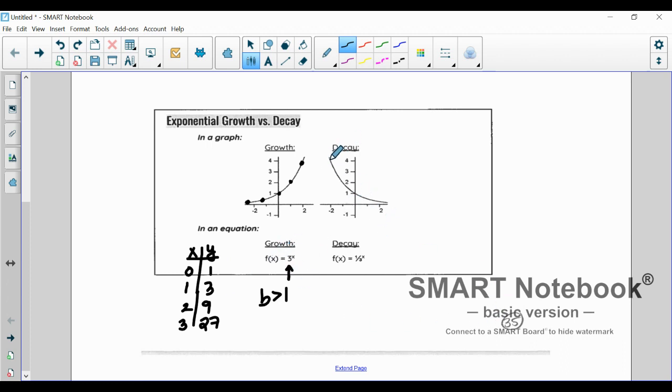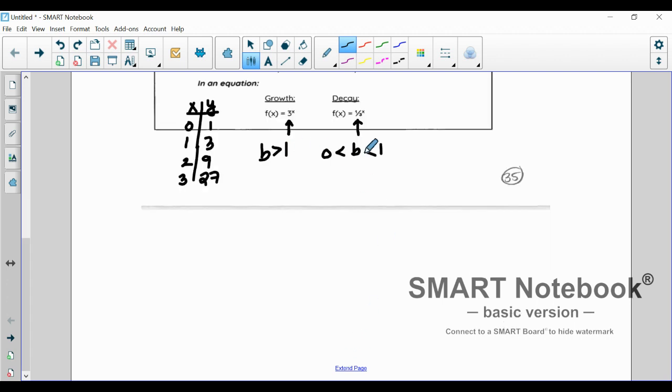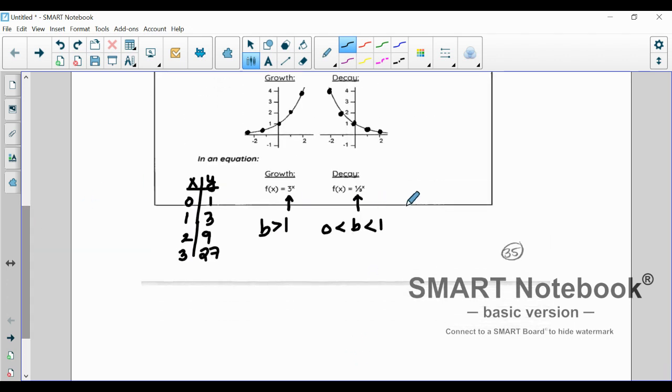As opposed to decay, it's going to start relatively large and decrease quickly. That's because this has a base that's between 0 and 1. We never have negative bases because that would cause an issue with our graphing, but we do have bases between 0 and 1 that cause us to decay. Because from a table standpoint, when we plug in 0, we do get 1. Anything raised to the 0 power is 1. When we plug in 1, 1/3 to the first is 1/3. 1/3 squared is 1/9, and 1/3 cubed is 1/27. These numbers are rapidly decreasing.